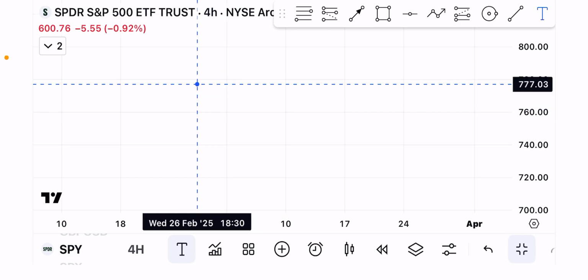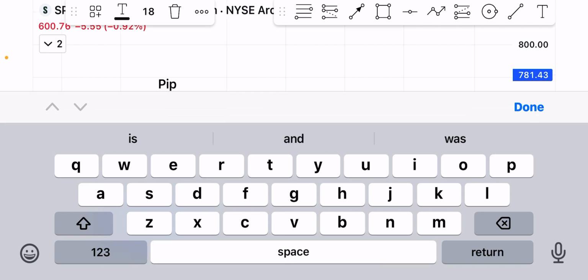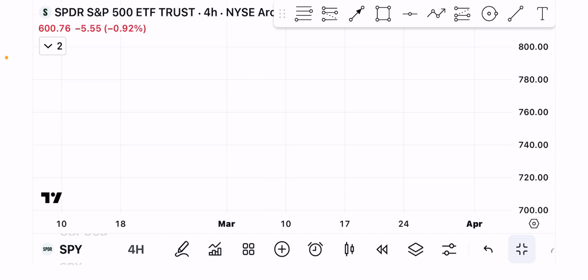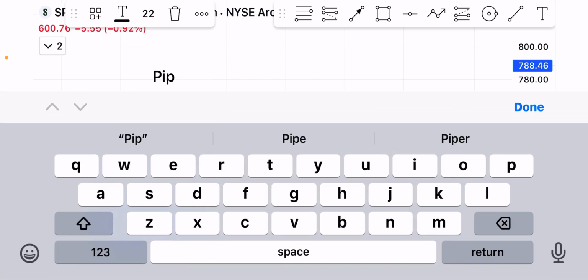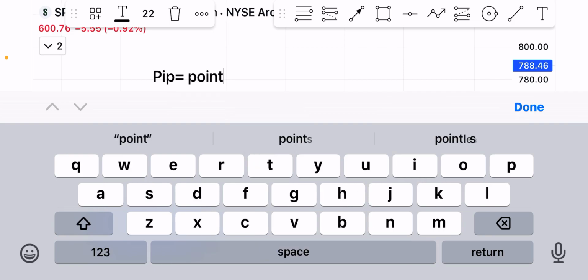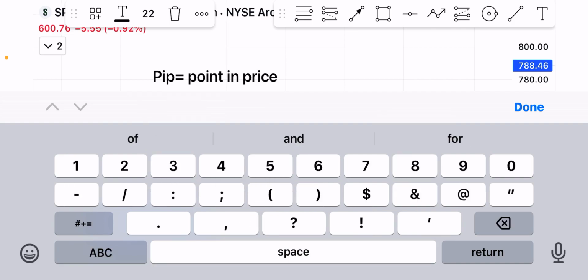So quickly I'll be defining what a pip is. The full meaning of a pip is points in price. So that is the full meaning of a pip.